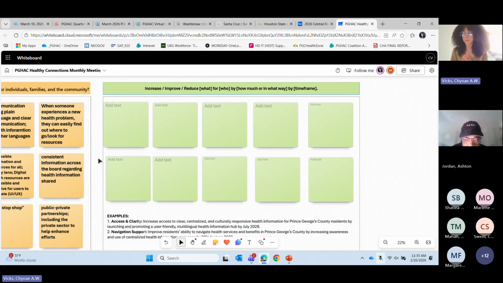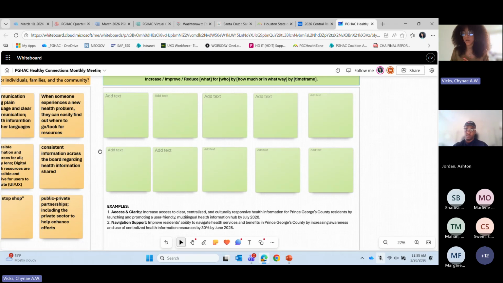So using some of these common themes, thinking about the problem statement, thinking about our starting point, let's start to drop some ideas together. And I've provided some examples here on the screen for you as well to get your brains thinking about ways that we can structure some of these goals. Again, not looking for perfect language, but for instance, if we're looking at access and clarity, one example might be to increase access to clear, centralized, and culturally responsive health information for our county residents by launching and promoting a user-friendly multilingual health info hub, right? That could be one example.